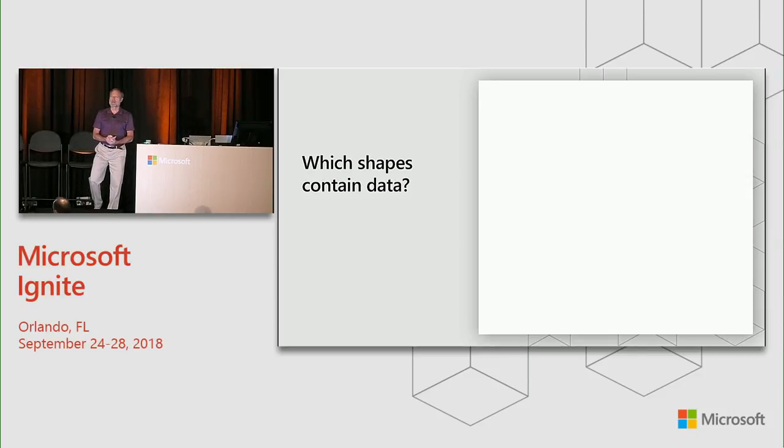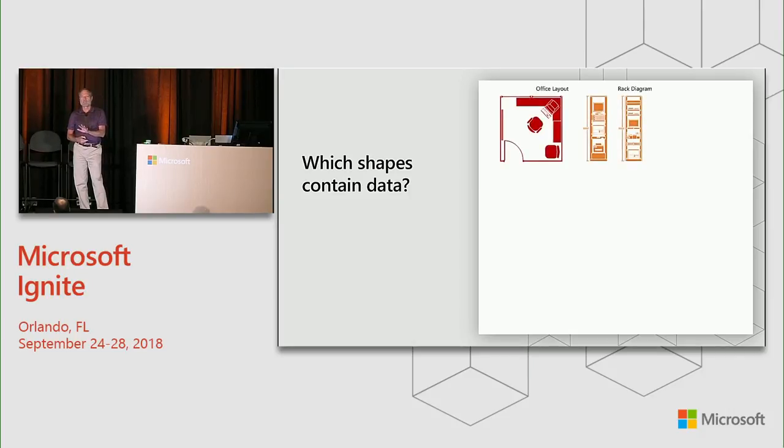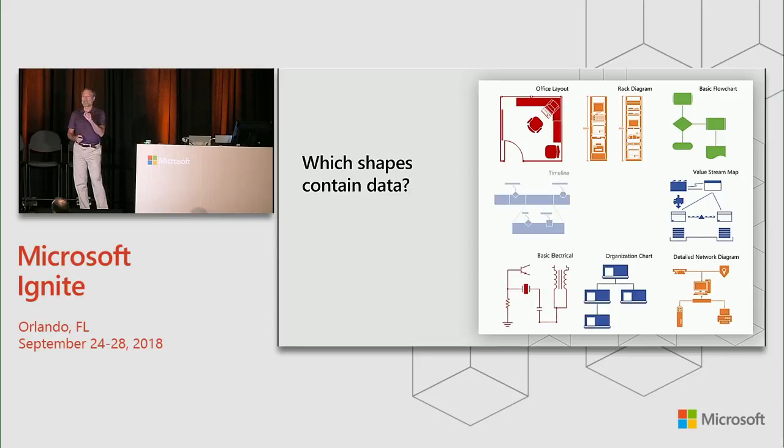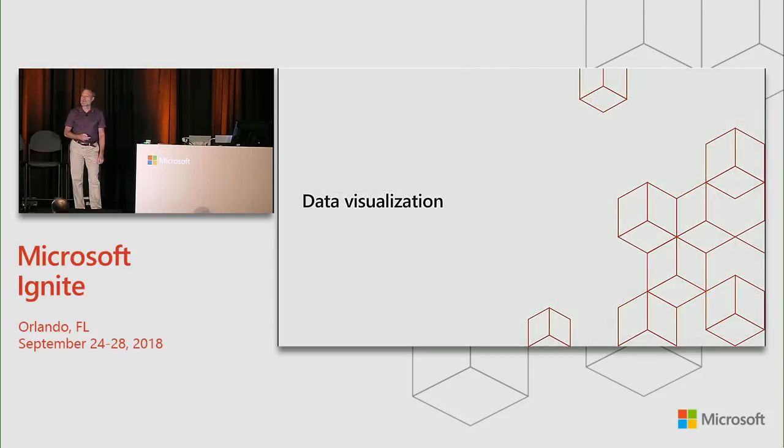So which kinds of diagrams that you have created, or others create with Visio, can, or already do, I should say, any shape can contain data. Which kinds of shapes already do contain data? The question is almost which ones don't. Lots of the kinds of diagrams that you create already contain data in the shapes. The key is to know how to find it and then know what to do with it, and that's what we're here for.